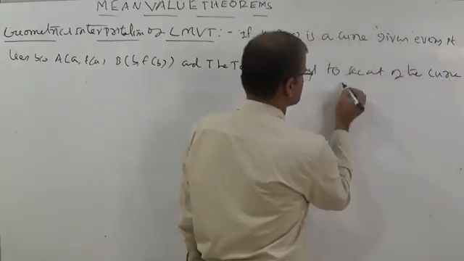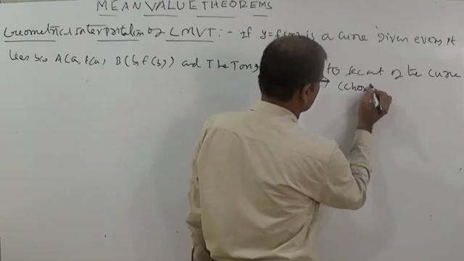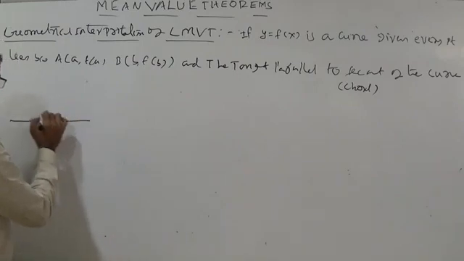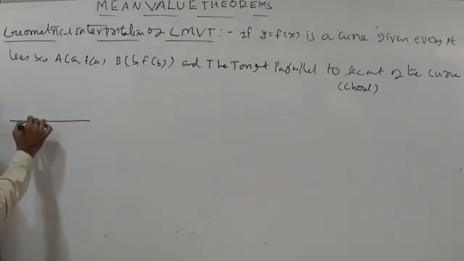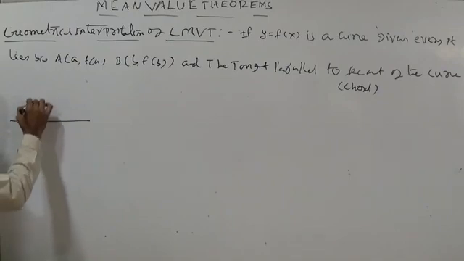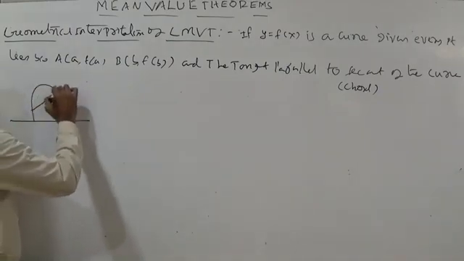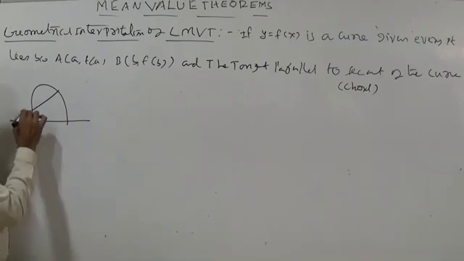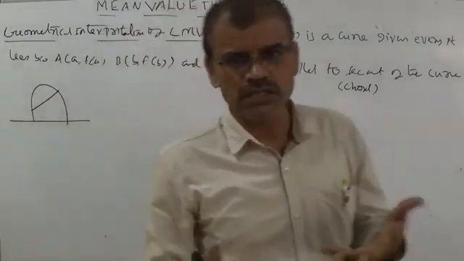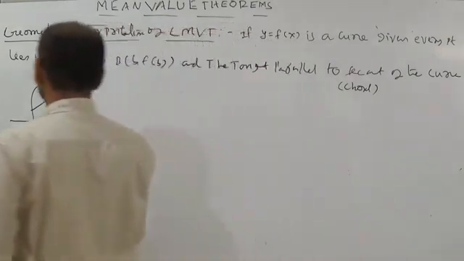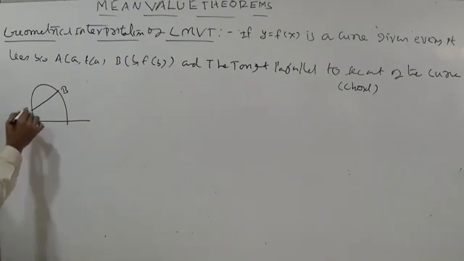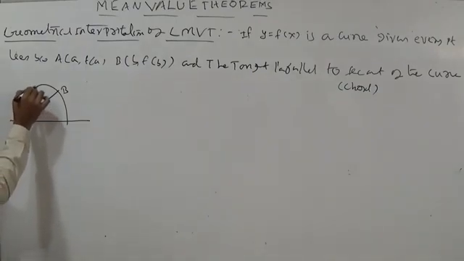What is the secant of the curve, sir? Here in brackets I am writing chord. Let the graph be drawn like this. This is a secant. Secant means the line joining two points on the curve. If it is a line, you can say the word secant. If it is a line segment, you can say the word chord. That's all. This is A, this is B. It is a curve, so many points should be there between A and B.